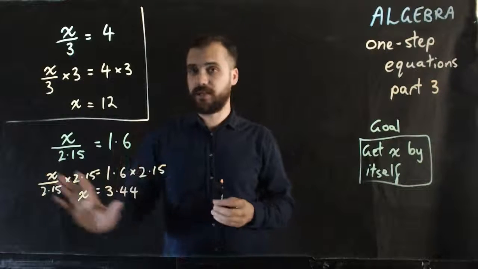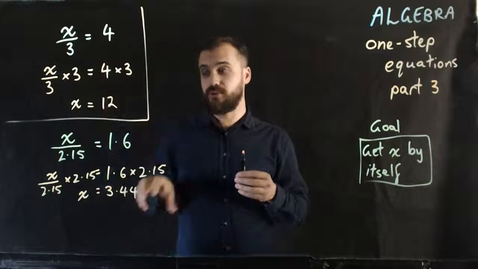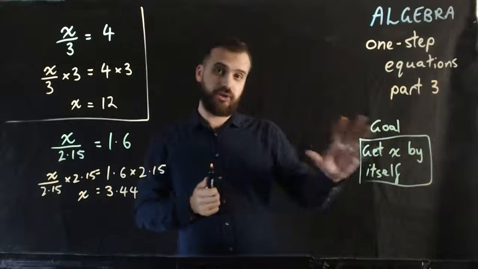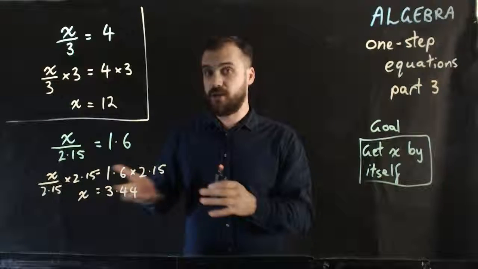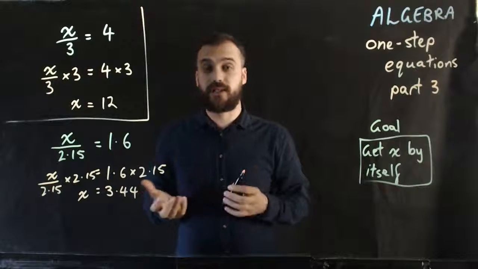And so this is a more complicated one, I guess, because it's got decimals in it. But as long as we follow our rules, do the same thing on the left-hand side as you do on the right-hand side, and try to get x by itself, then it's no more difficult. This one or this one, they're the same kind of thing as long as you've got a calculator.